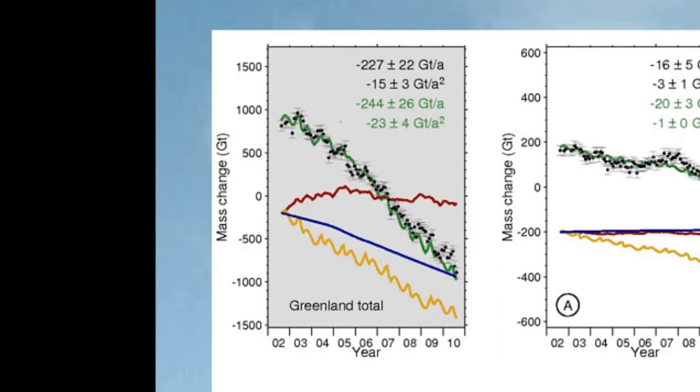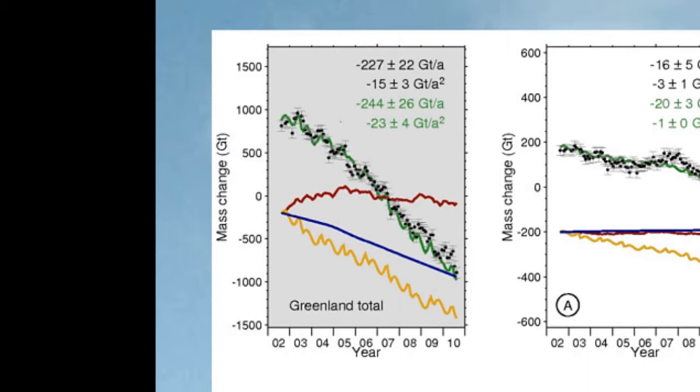The green line here shows the sum, the difference between ice discharge and surface mass balance. So that's our input-output method. And the black circles with little arrow bars on are GRACE estimates from INGO-SASCA. And we can see that actually we're getting very good agreement between the two.